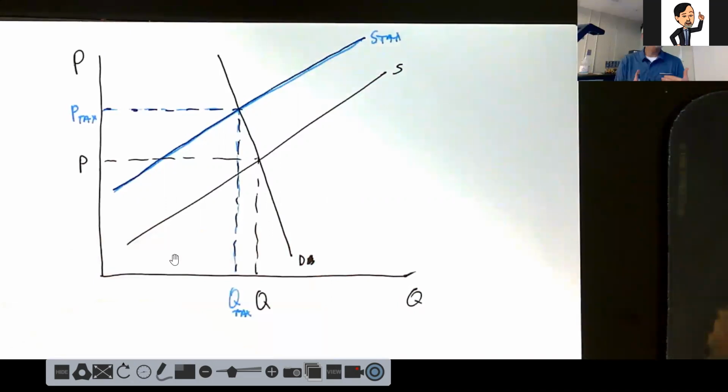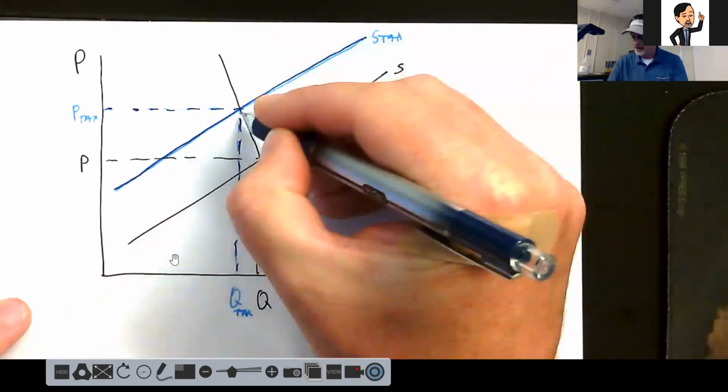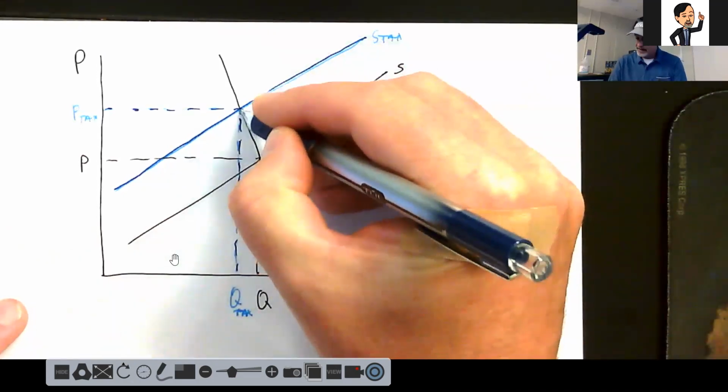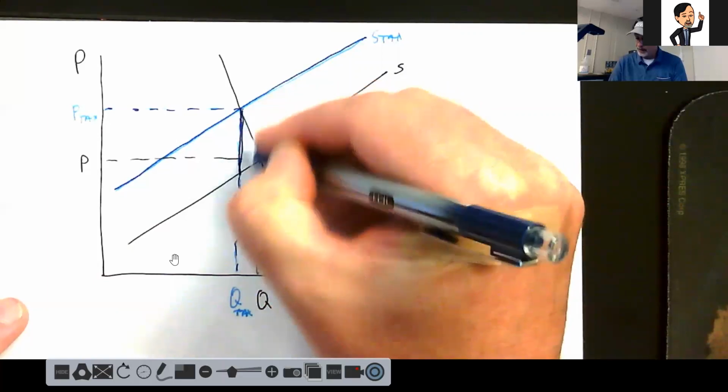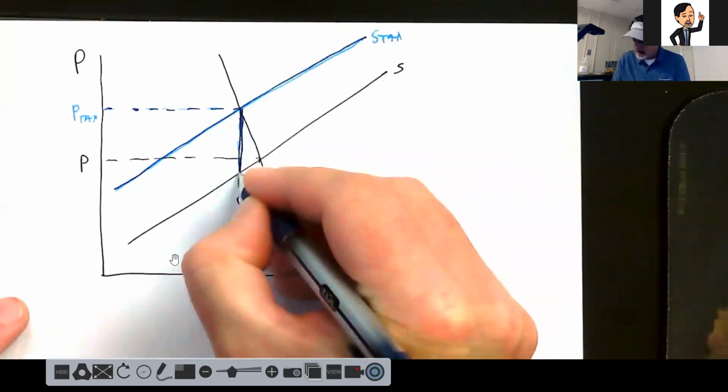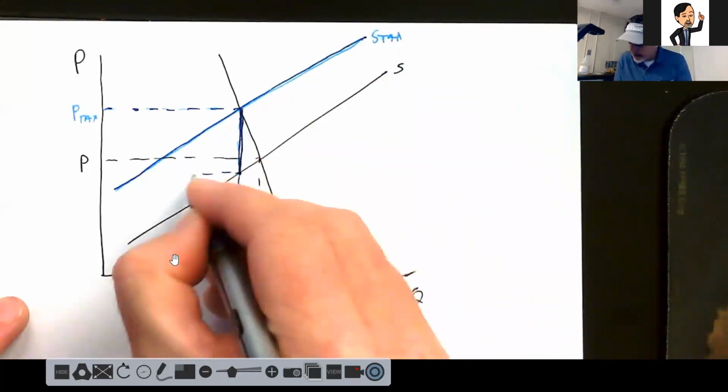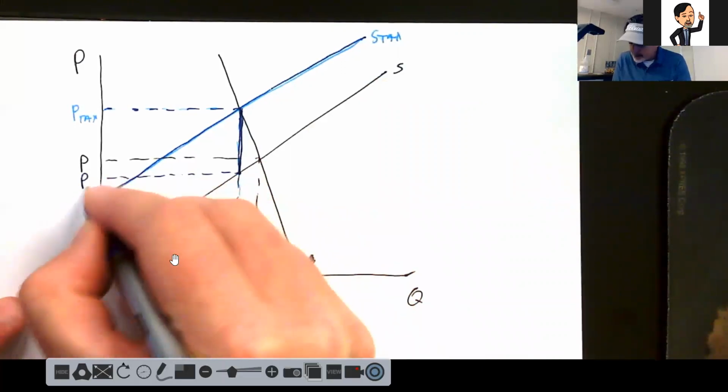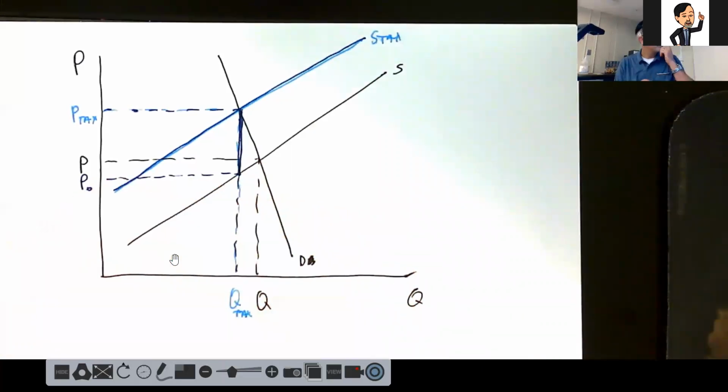So now what we're going to do is identify the value of this tax and see the split in tax burden, right? The value of the tax is the vertical distance between the two supply curves. And we're going to identify that on our axis as P0. Did the price of the product change by the full value of the tax?